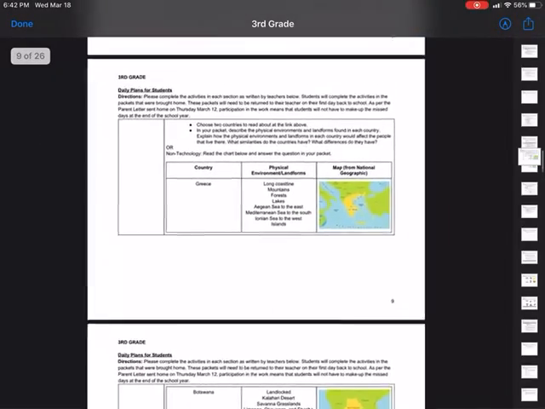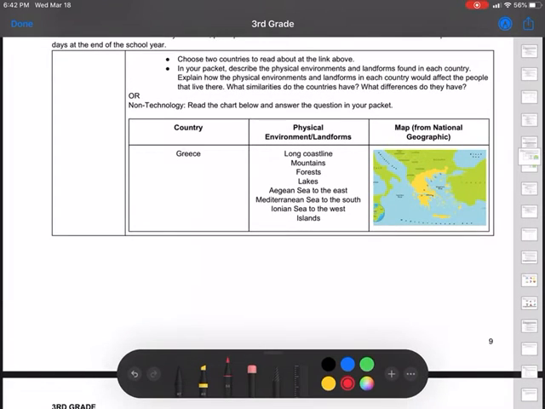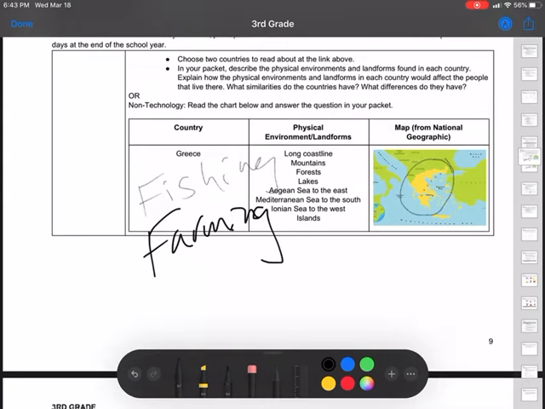So then I'm going to look at Greece first. And with Greece, I see that it says a long coastline. And if I look at my map, it shows that it's pretty much surrounded on 3 sides by water, which I'm going to think maybe they have a lot to do with fishing and other sorts of ocean things. And they probably have good farming as well.